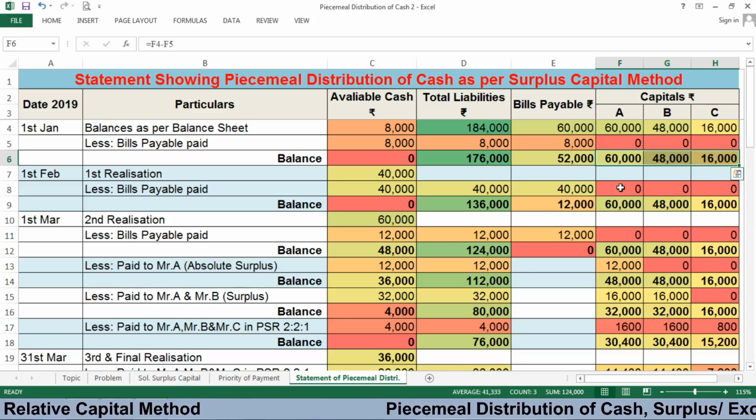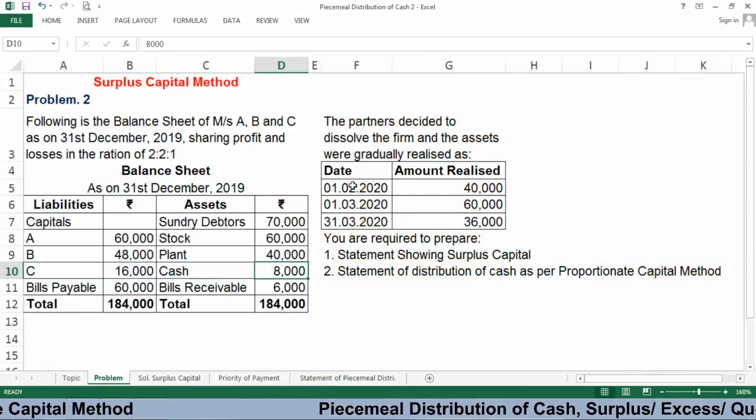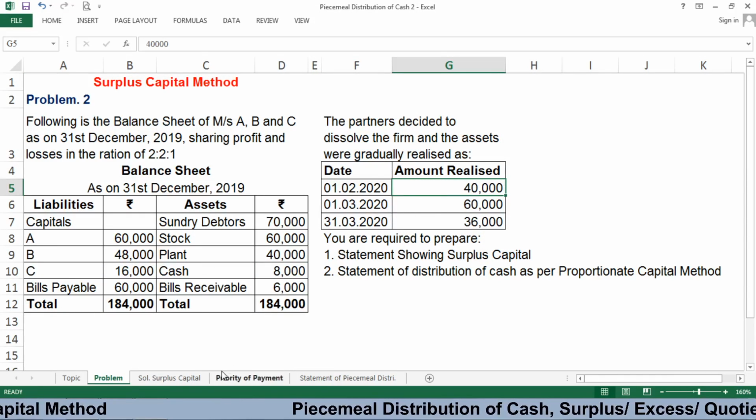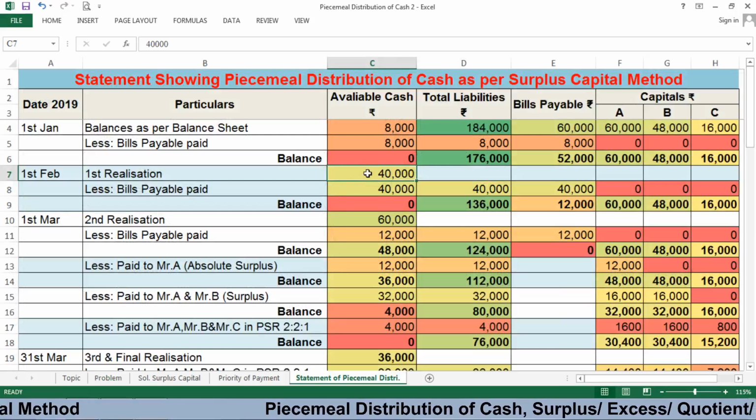In the second step we have to call realization. In the realization, the first realization is of rupees 40,000. Here in the example it is given that on 1st February we got 40,000 for assets realized. So here we got a realization of rupees 40,000.